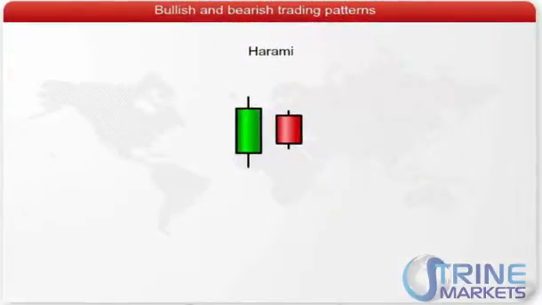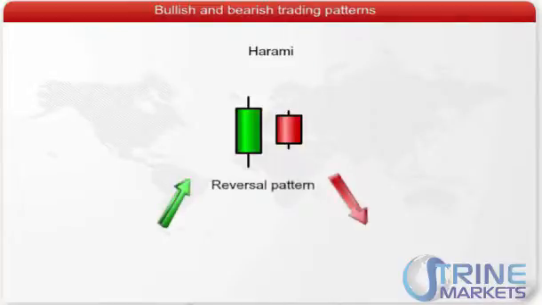Harami. This is a 2-day reversal pattern that indicates a bearish or bullish outlook. On the first day, the candlestick is long and green and supports a major trend. The next day, the price opens a little lower than the closing price of the first candlestick and closes a little higher than the opening price of the first candlestick.